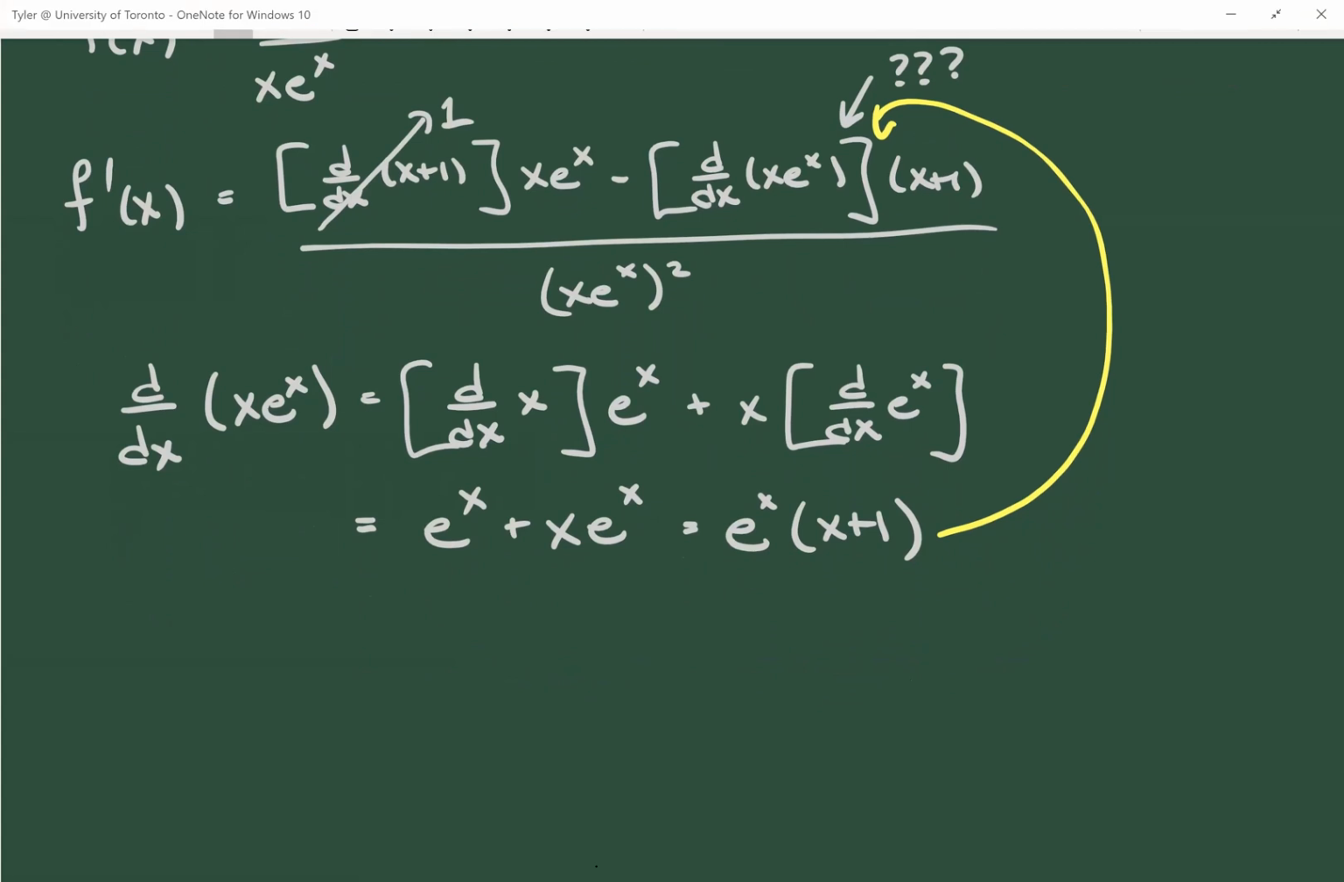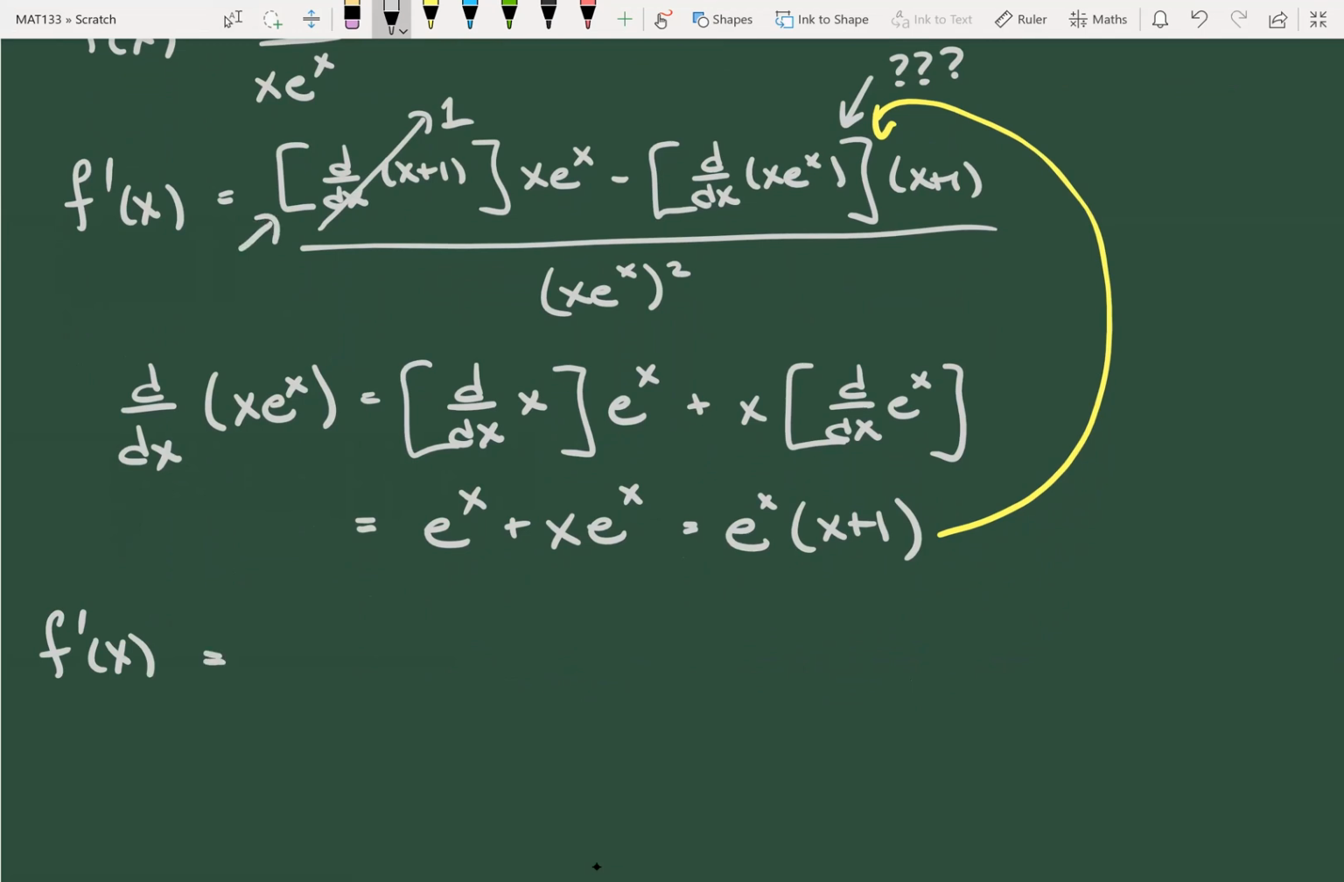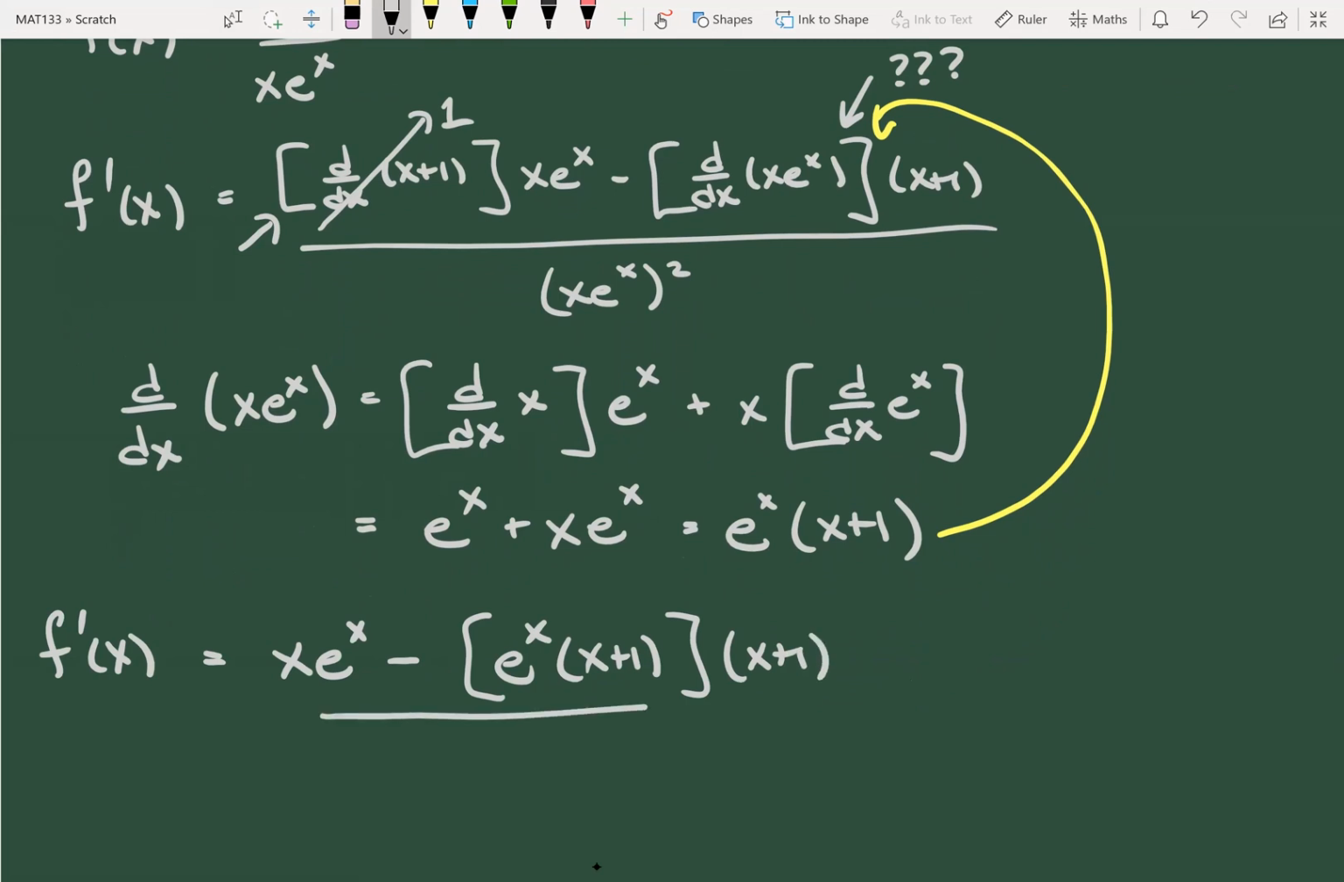So let's rewrite this out. So we get f prime of x. And again, remember we said that this first bracket is just 1. So we're going to get x e to the x minus e to the x. Maybe let me put that in square brackets. It doesn't matter, but I think it's a little bit easier to read. Times x plus 1 divided by x squared e to the 2x. Okay, so that's me squaring that entire denominator, but I distributed the square. So I get x squared times e to the x all squared, but when you square e to the x, you just get e to the 2x.